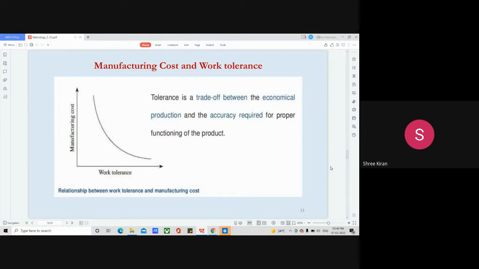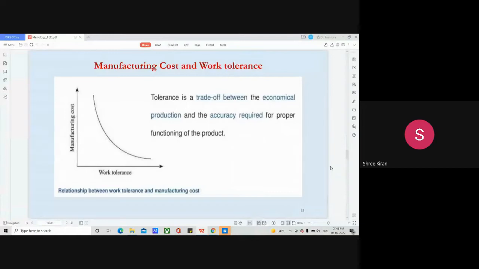This is what happens with respect to the go gauge and the no-go gauge. When it comes to the go limit, that's the maximum material condition, the presence of the greatest amount of material permitted in the prescribed surface. And in the case of the no-go limit, it is always the minimum material condition, that is, the presence of the least amount of material permitted at a prescribed surface.